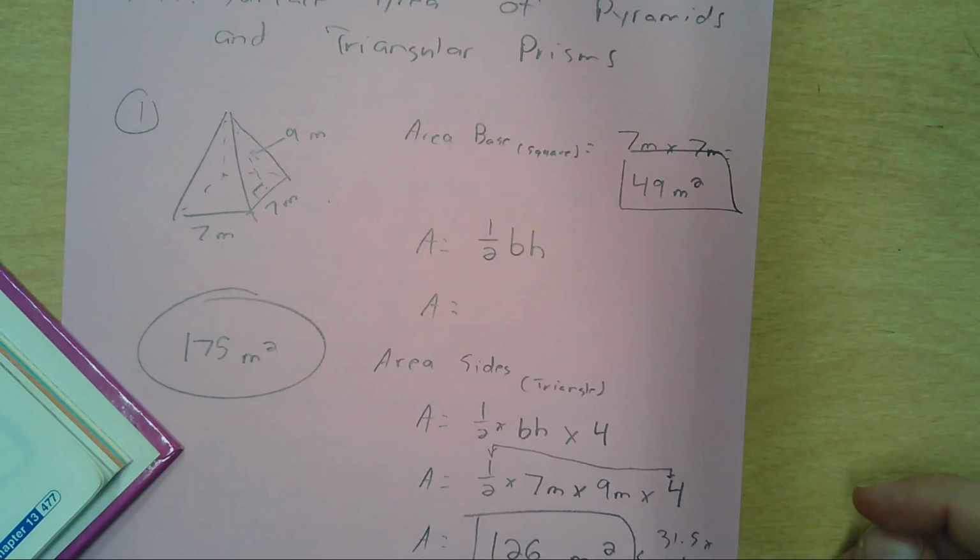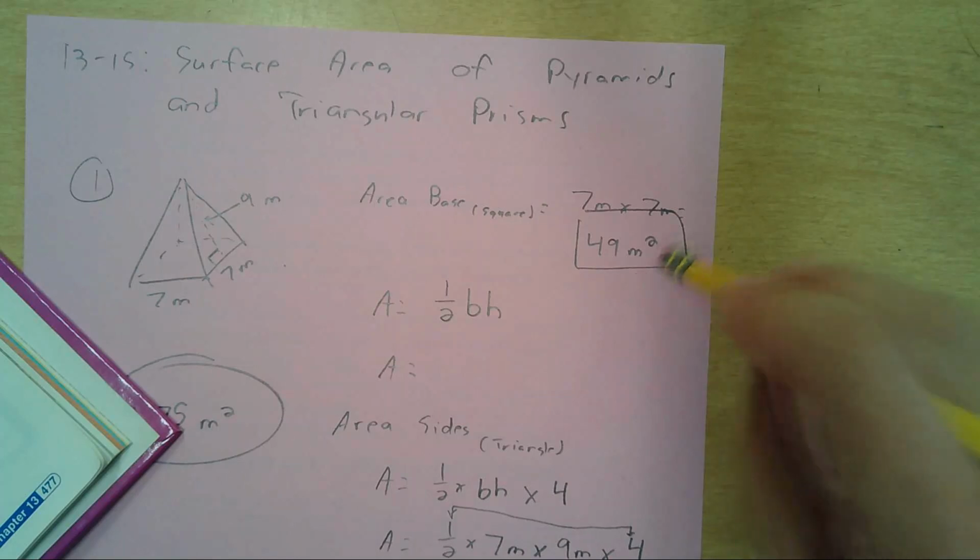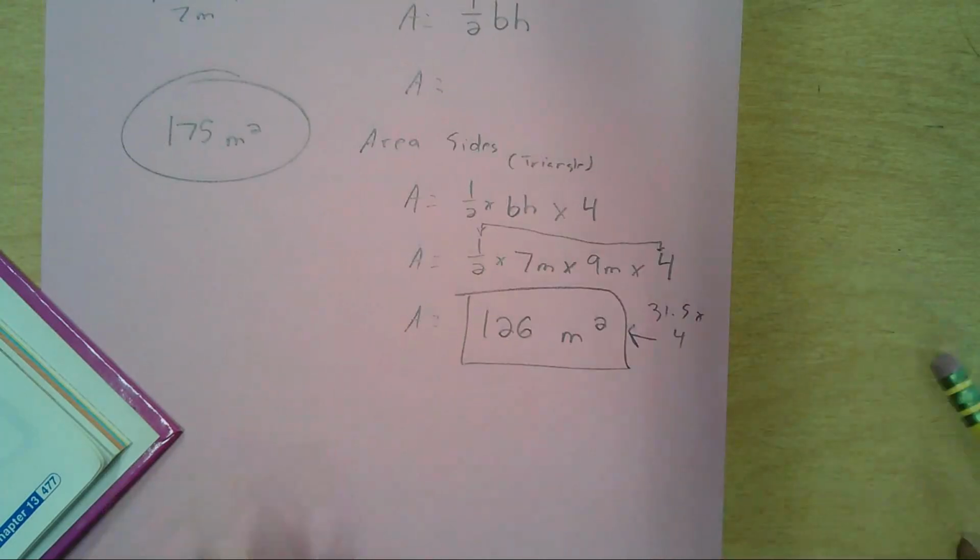It's the sum of 5 different figures. The triangle 1, 2, 3, 4, and then the square. Just like we did with the rectangles, we added essentially 6 numbers together, but we realized we could multiply by 2, and we basically just really added 3 numbers together then. We added. But it's the area of the base plus the area of the sides. Find the area of the base, save that number, find the area of the sides. Add those 2 numbers together.